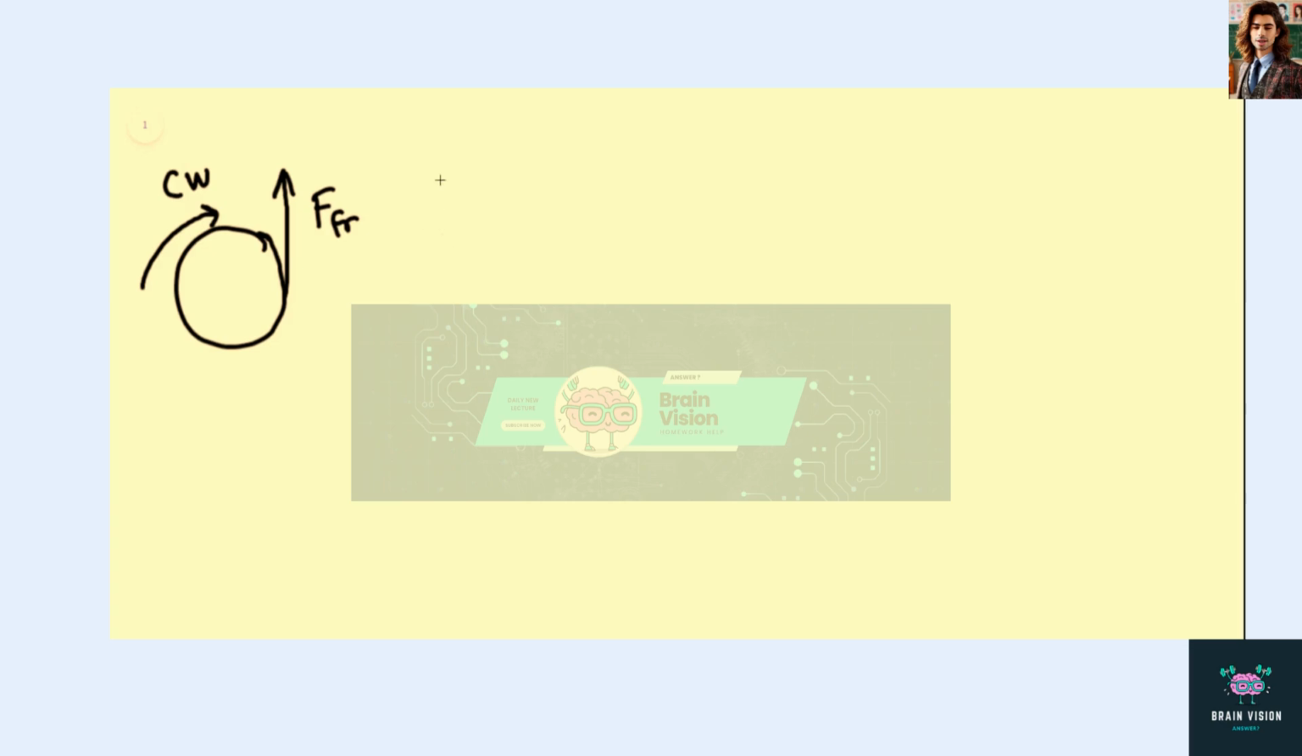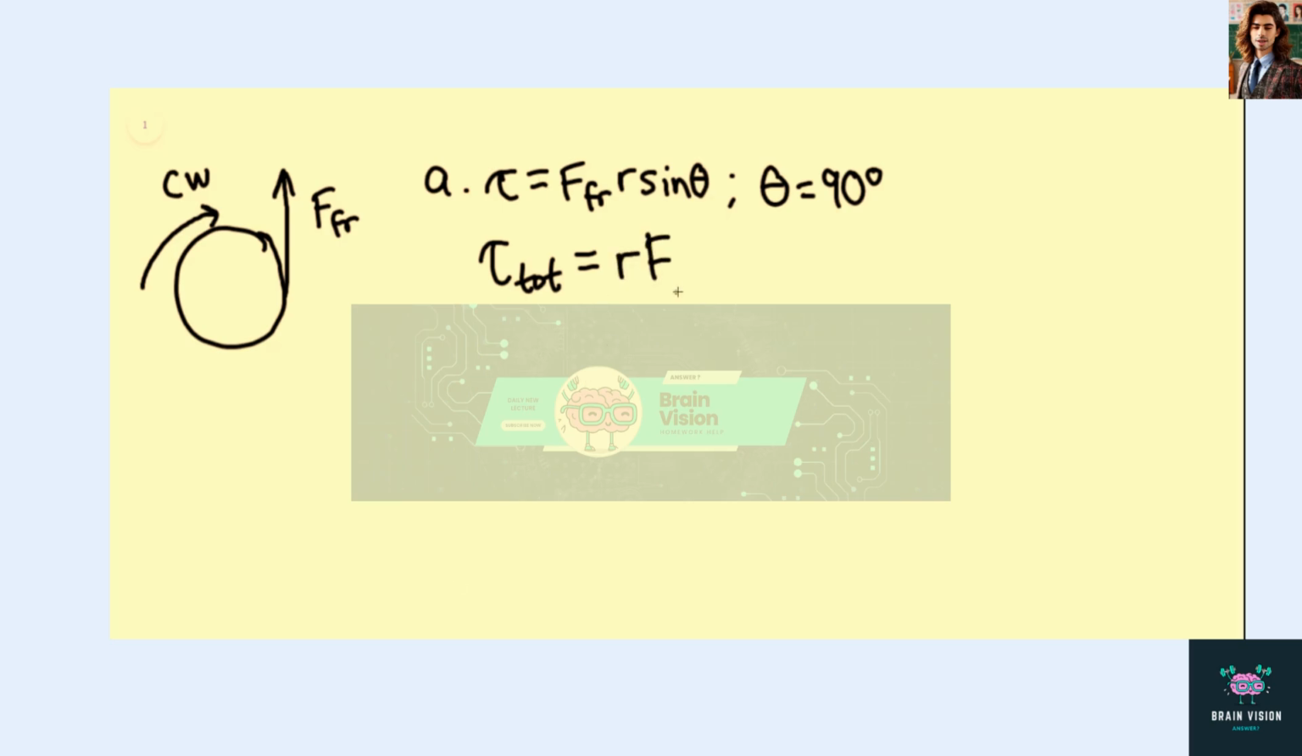So we can say that for part A, the torque exerted by the frictional force, the torque tau, equals the frictional force times R times sine of theta. Now here, the force of friction is assumed to be tangential to the clay, and so theta would equal 90 degrees, which would make the total torque for part A equal R times the force of friction times sine of 90 degrees, which we know to be 1.